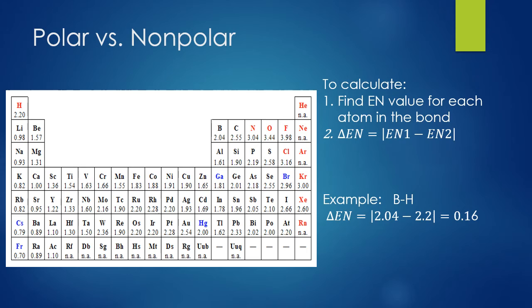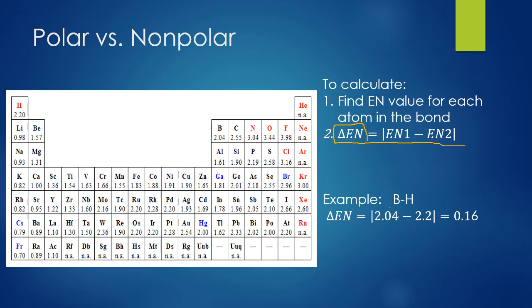To do that, we're going to use this equation here. Delta En is equal to, and those are absolute value bars, just like when we do our percent error calculation, En1 minus En2. Delta En means change in electronegativity. Whenever you see a delta sign, it means change in. To figure out the change in anything, you always need to take the final minus the initial. So what we're doing to calculate that is taking the electronegativity of one of the elements involved in the bond and subtracting it from the electronegativity of the other element present in the bond.